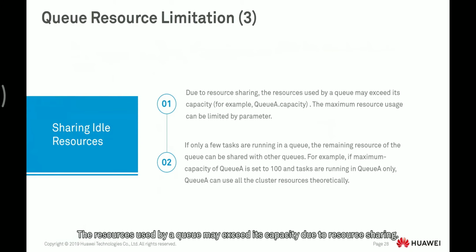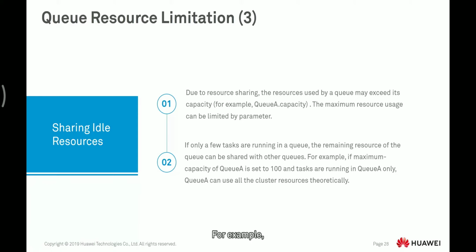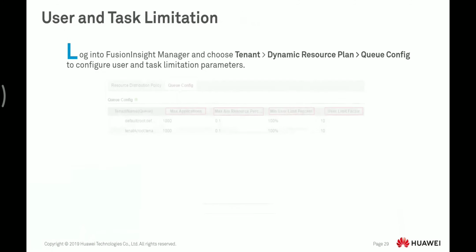The resources used by a queue may exceed its capacity due to resource sharing. The maximum resource usage can be limited by a parameter, which is set to 100 by default. For example, if the maximum capacity of QA is set to 100, and there are only tasks running in QA, theoretically, QA can use all the cluster resources.